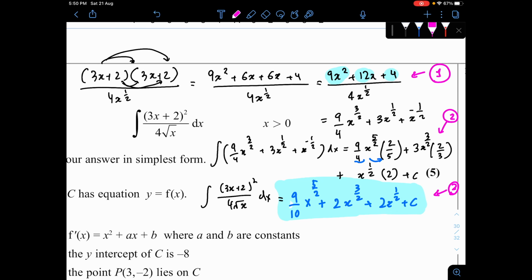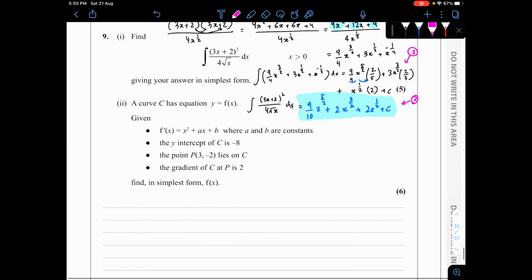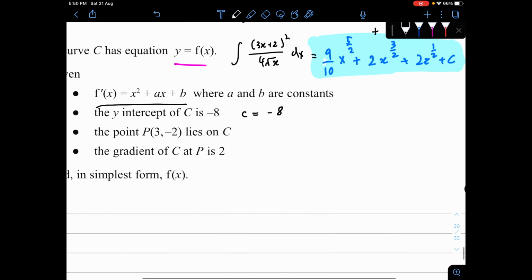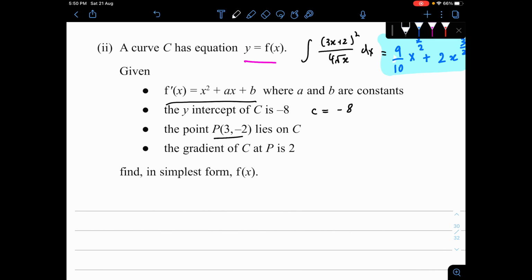Alright, so the last part. Curve C has equation y equals f of x. The differentiation of f of x gives x squared plus ax plus b. The y-intercept is 8, so we know that our c at the end will be 8. What else do they tell us? They tell you that point P lies on C, and the gradient is 2 at P. This is very important, because if we understand this, we can understand the whole question.